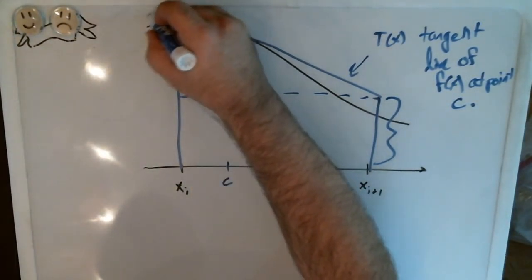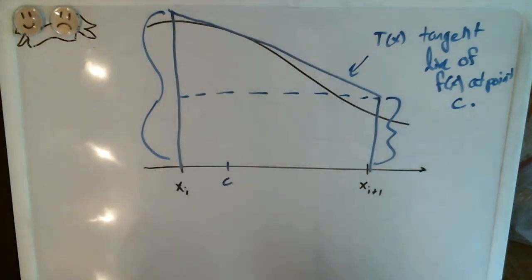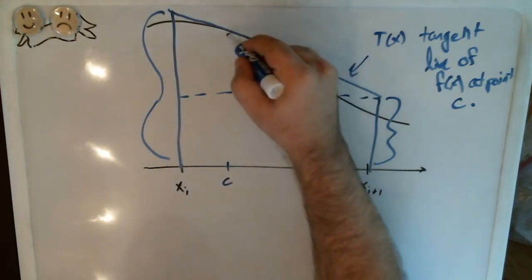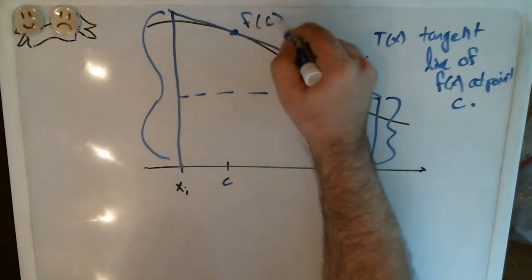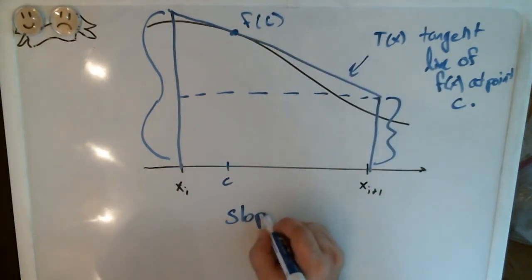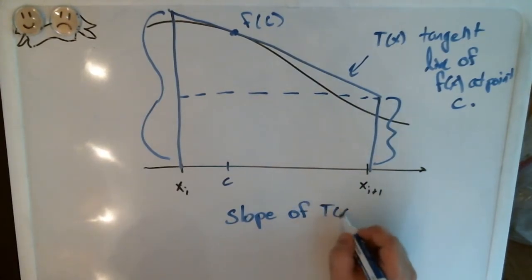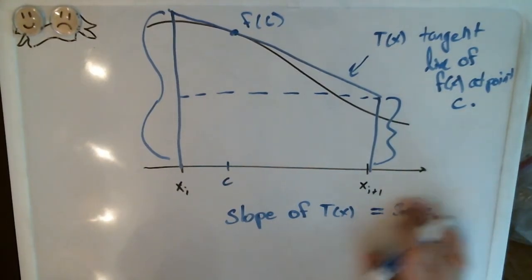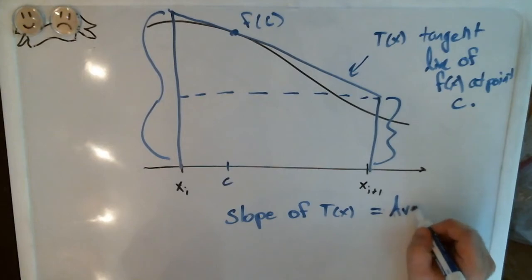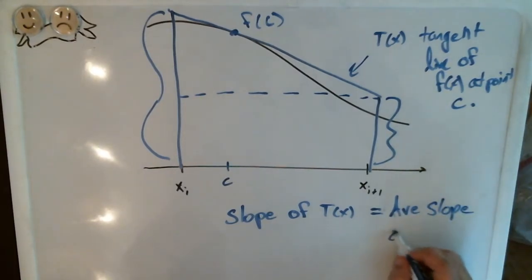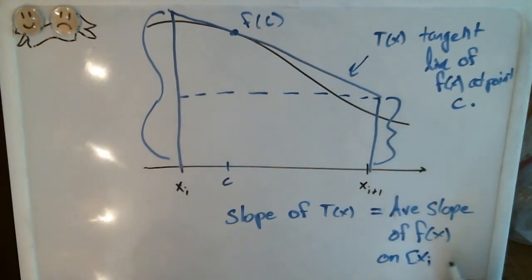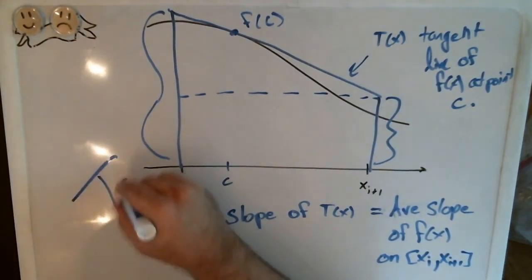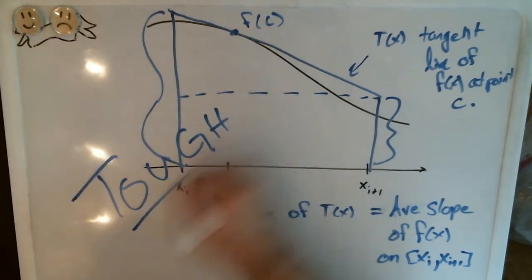And the height of this one is also going to be defined by that curve. We know it touches right here at f of c. And we know that the slope of t of x is equal to, rather, excuse me, the average slope of f of x on the interval x_i to x_i plus 1. This one is, by design, going to be tough.